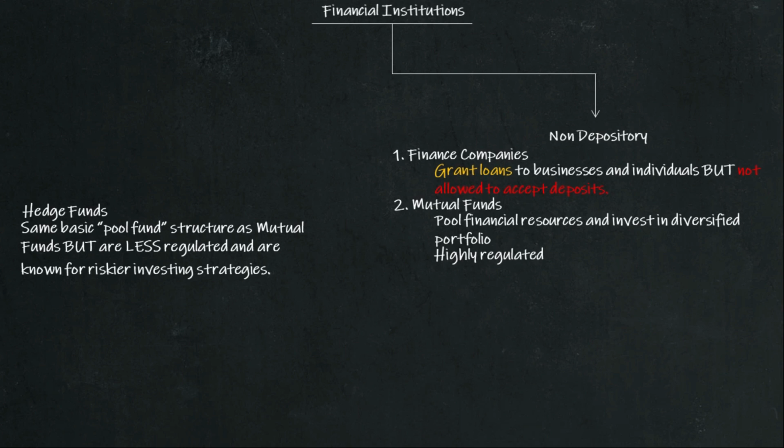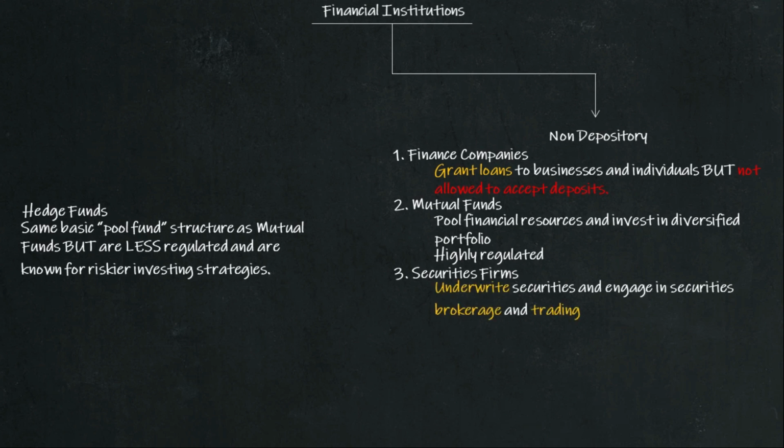And then we have securities firms. Securities firms are financial institutions that underwrite securities and engage in securities brokerage and trading. As such, a securities firm can either be an investment bank or a brokerage. Let's talk about investment banks. Do you know that an investment bank is not a bank? Nope, it is not. It does not accept deposits, so it cannot be a bank. An investment bank also does not grant loans.